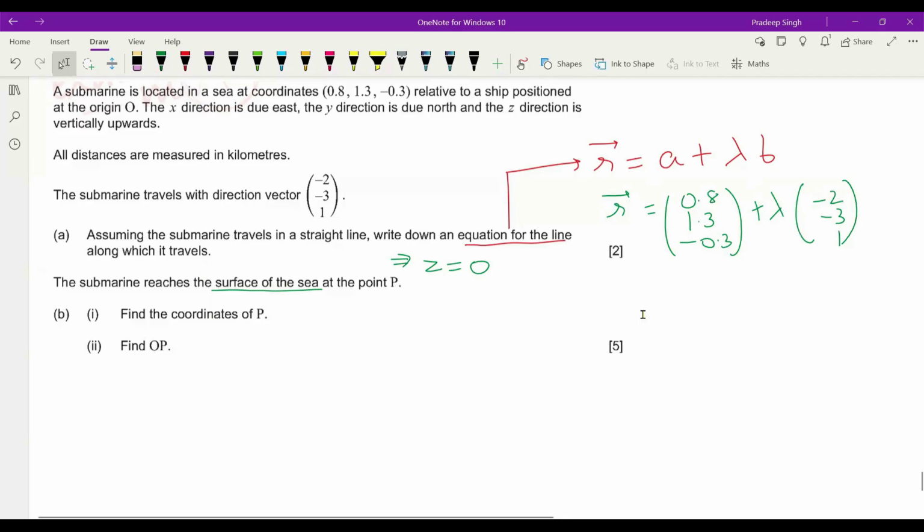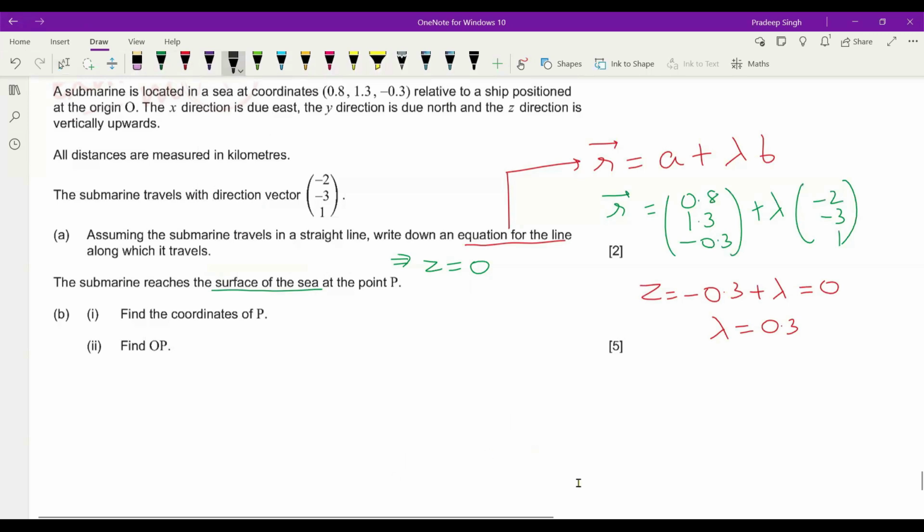Let's use the vector equation of the line to get the Z coordinate. If we simplify this entire vector equation, the X coordinate will be 0.8 plus lambda into -2. Y is 1.3 plus lambda into -3. Similarly, the Z coordinate which we require is -0.3 plus lambda into 1. So I'll only write down the Z coordinate here. We'll write -0.3 plus lambda into 1. Since the Z coordinate is supposed to be 0, we put the Z coordinate as 0. So lambda comes out as 0.3.